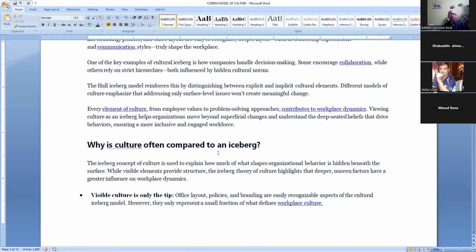Now, why is culture often compared to an iceberg? This is a question. And I think you know the answer to this question. The iceberg is not totally visible from outside. Only 1/3 of an iceberg is visible from outside. And the major part, that is 2/3 of this iceberg, remains underwater. Similarly, all the ingredients of culture are not visible from outside. Some are visible, some are invisible. This is why culture is compared with an iceberg. So I think you have got the answer to this question.